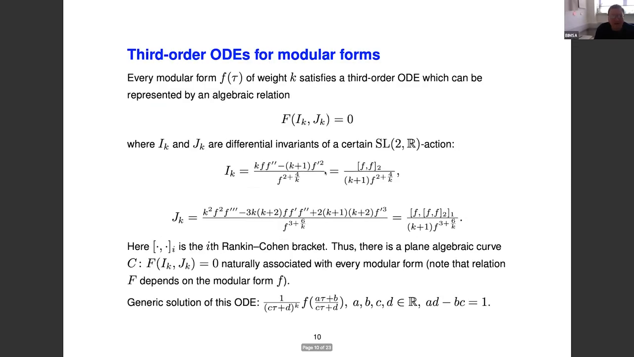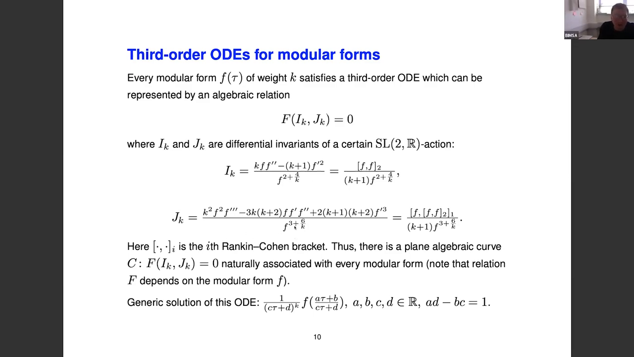Now the structure of third order ODEs for modular forms. Suppose we have a modular form f of tau of weight k. Then the corresponding third order ODE, I said, is SL2(R) invariant. So therefore it must be expressible in terms of the invariants of SL2(R). These invariants are shown here. This is I_k, it's a second order invariant. You see, it depends on k. And this is J_k, the third order invariant. Right, these are SL2(R) invariants.